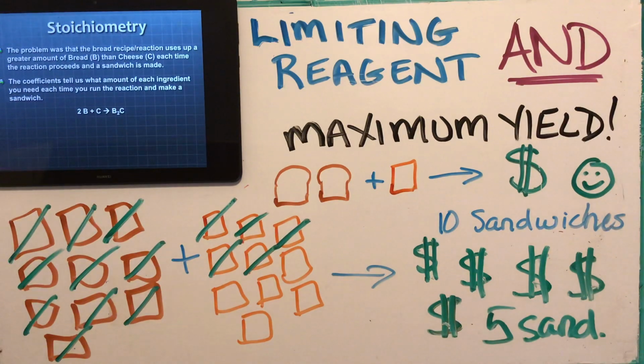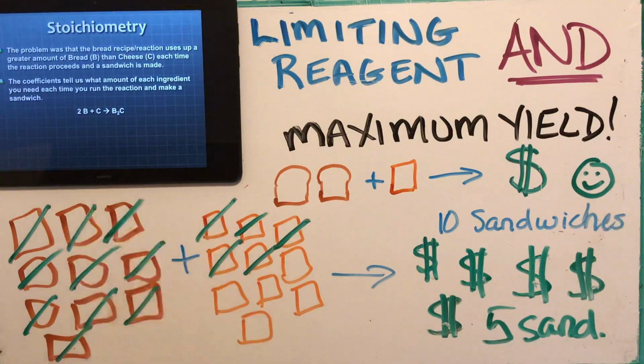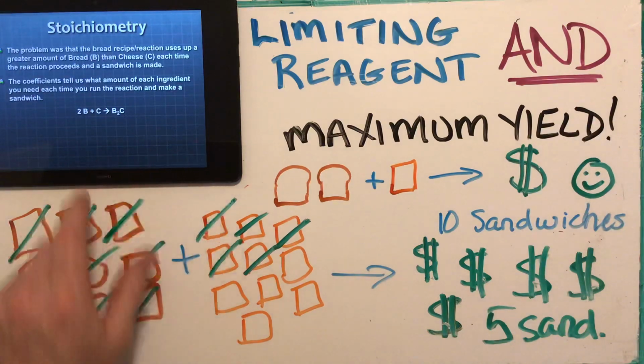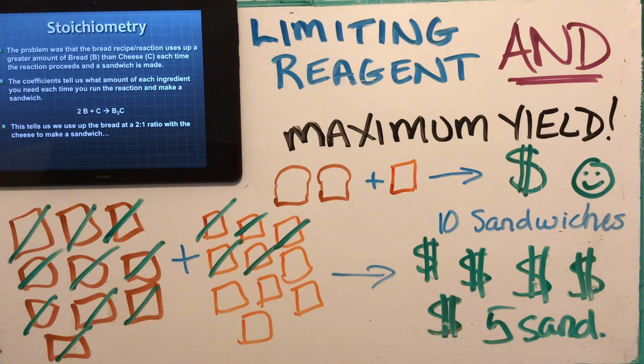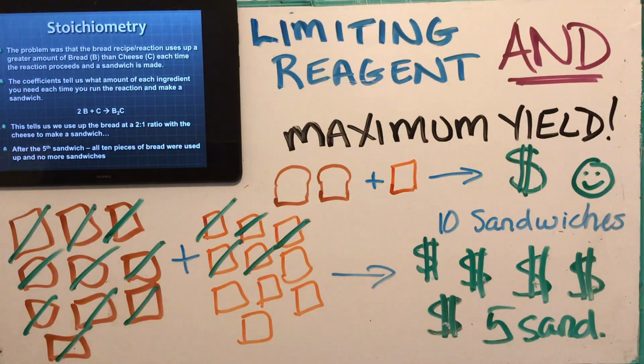Right? And there's our reaction again. I need 2 amounts of bread for every 1 amount of cheese per sandwich. So the bread gets used up at a 2-to-1 ratio. If we use mole ratios, it's a 2-to-1 ratio to the cheese when it comes to making a sandwich. After the 5th sandwich, all the bread is gone. The bread plate is empty. No more sandwiches. The most sandwiches you can make with 10 bread and 10 cheese is 5. That's it. No more.